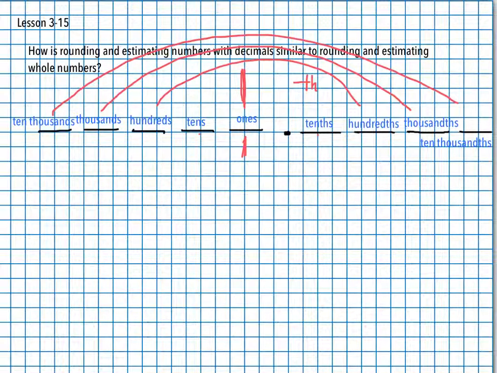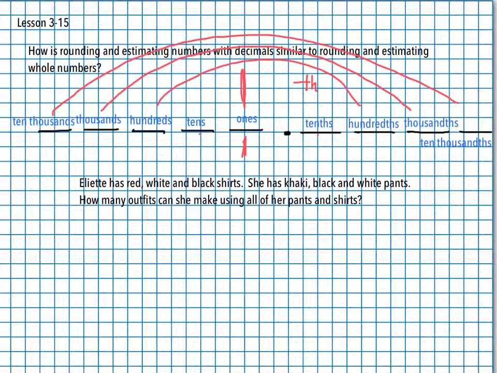Okay, now one more thing for review here, and I've got a problem for you, so just a second while I type it up. Here's our problem. You do not have to write all of this down, but when it comes to that point, I do want you to do the work and show the work. It says, Elliot has red, white, and black shirts. She has khaki, black, and white pants. How many outfits can she make using all of her pants and shirts? This is probably just when the high school goes to a uniform, and the colors are red, white, and black, and then the pants would be khaki, black, or white. I think that would look good together. But anyway, how many outfits can she make?